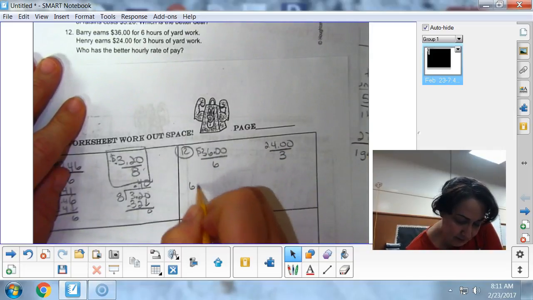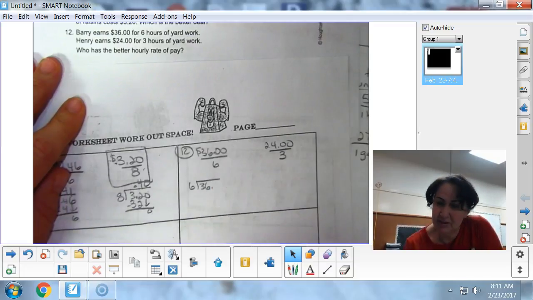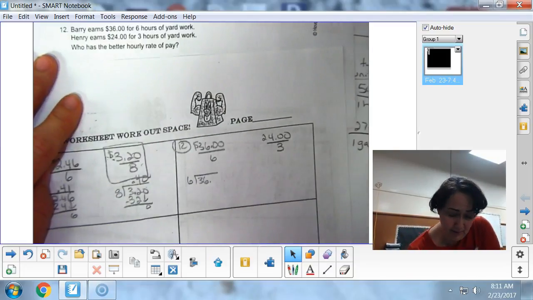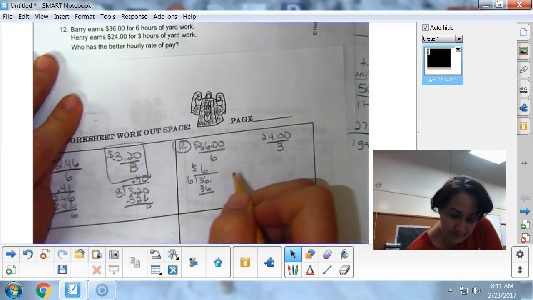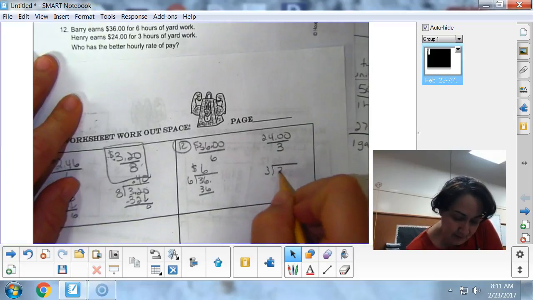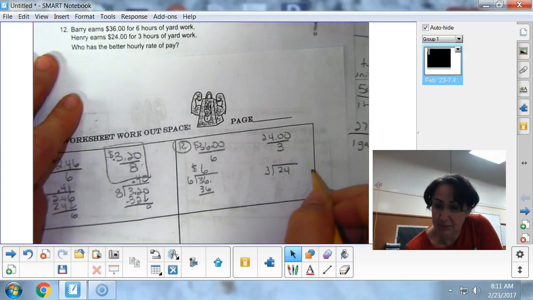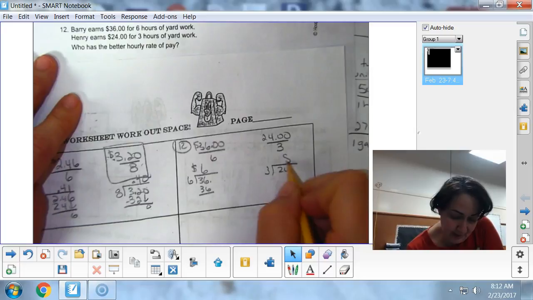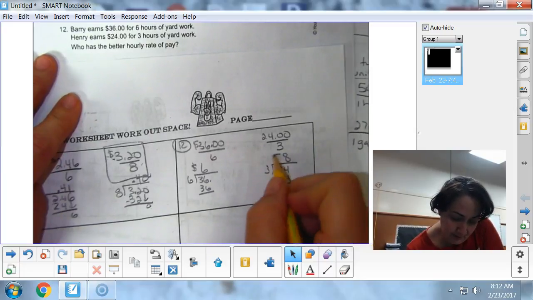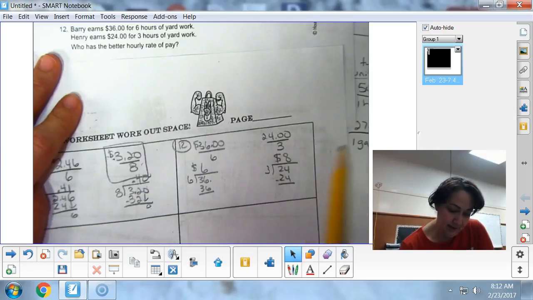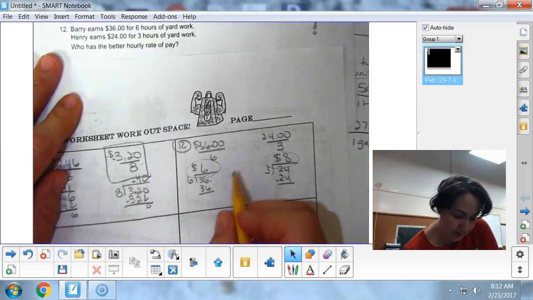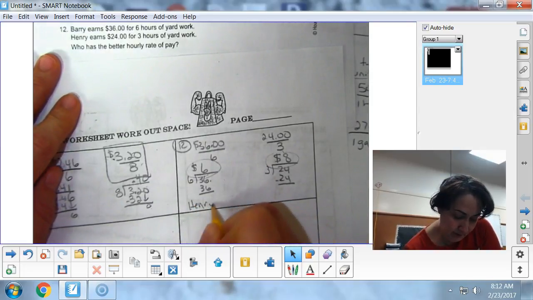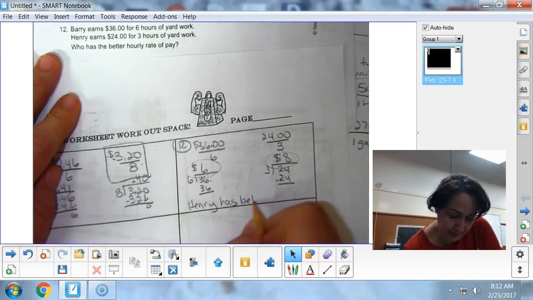Okay? So I'm going to start with $36. I'm not going to put the zeros on there because I know that 6 goes into 36 evenly, because 6 times 6 is 36. So it's $6. And then I'm going to divide 3 into 24. And again, I'm not going to put the decimal point and zeros, because I know that 3 goes into 24 evenly. 3 times 8 is 24. So Henry gets $8 per hour, and Barry gets $6 per hour. So Henry has better pay.